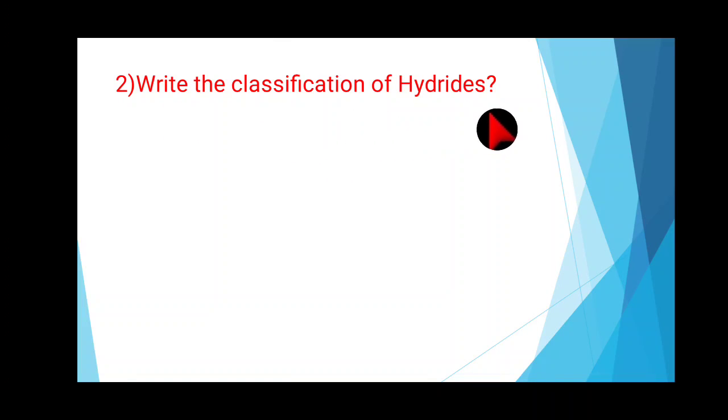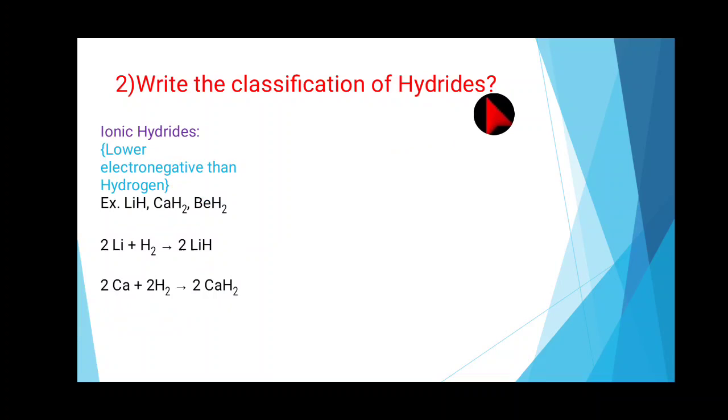Question number 2. Write the classification of hydrides. So we have 3 types of classification: ionic hydrides, covalent hydrides, metallic hydrides. First we see ionic hydrides.